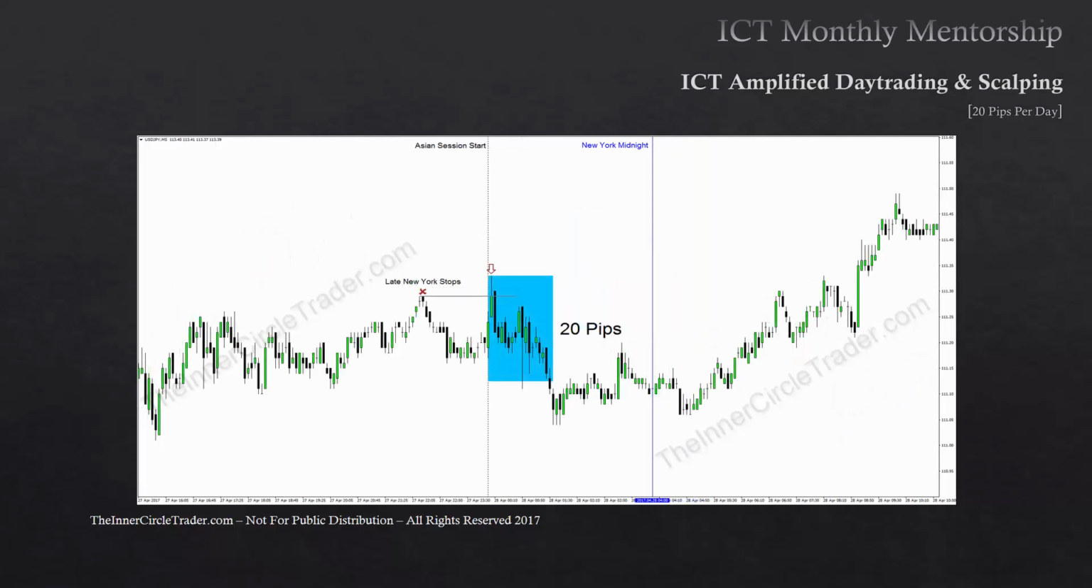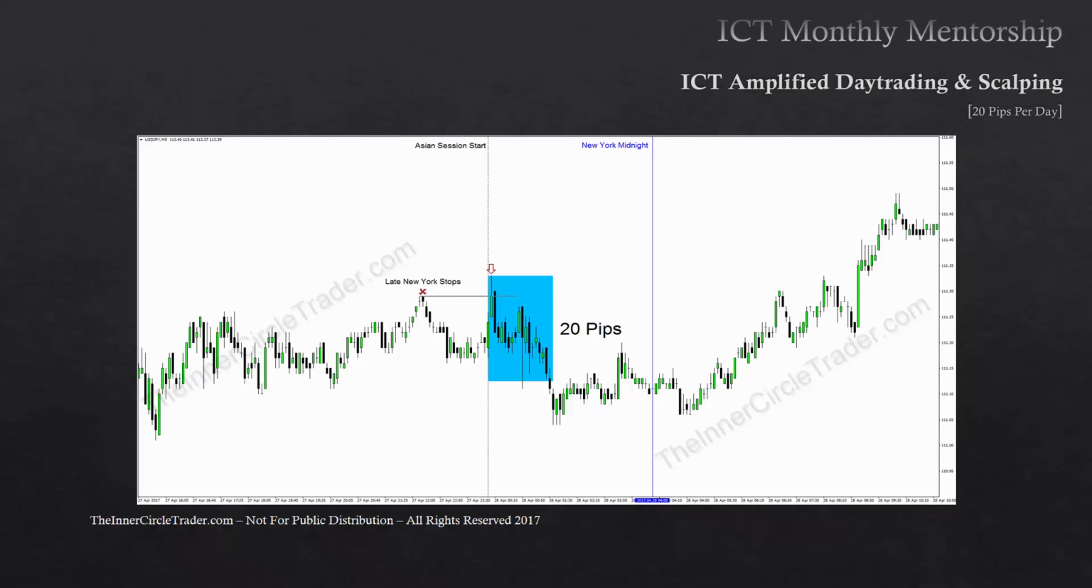Here's another example here. This is the dollar yen. Price trades above a short-term high right at the Asian session. Again, we're anticipating consolidation. So there's nothing to fear. We're looking for the general sideways environment that Asian session creates.